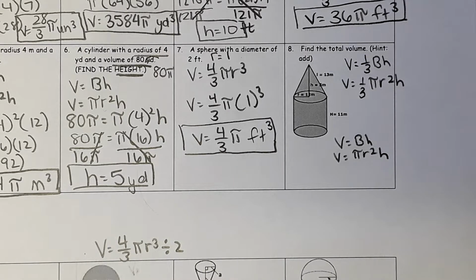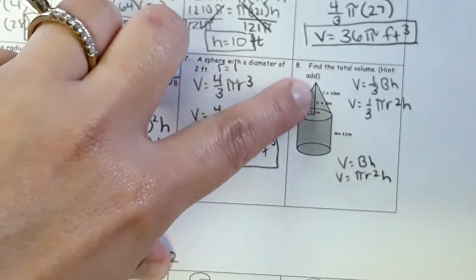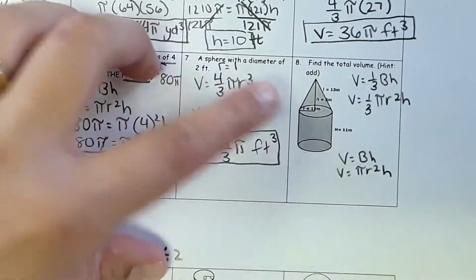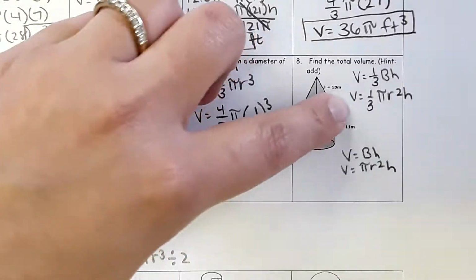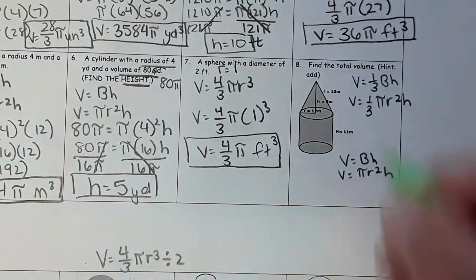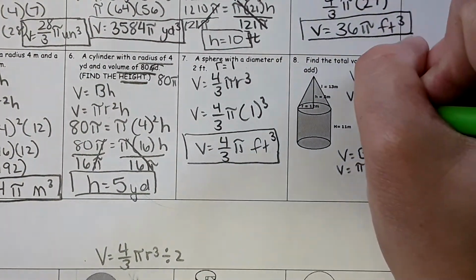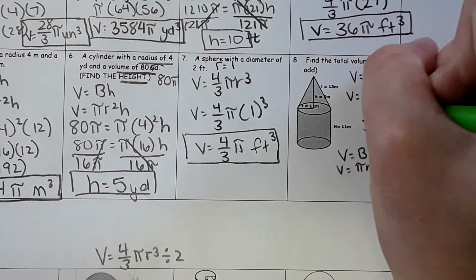Number 8. This is a composite figure. It has 2 shapes here. So in order to find the volume of this, we have to find the volume of the cone, the volume of the cylinder, and then add those 2 volumes together. So we have 2 equations written here. One for the cone.